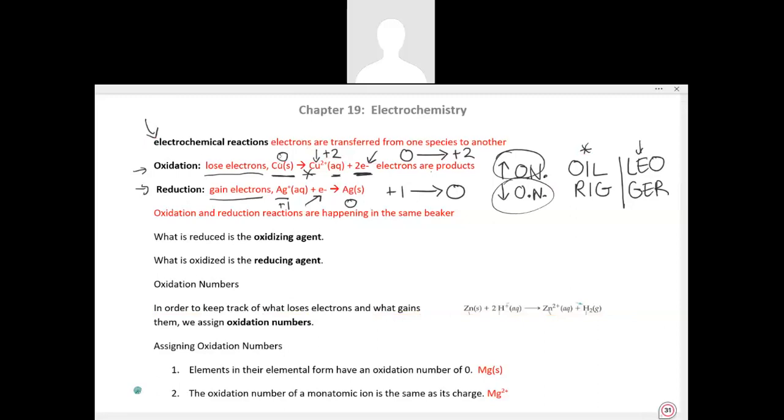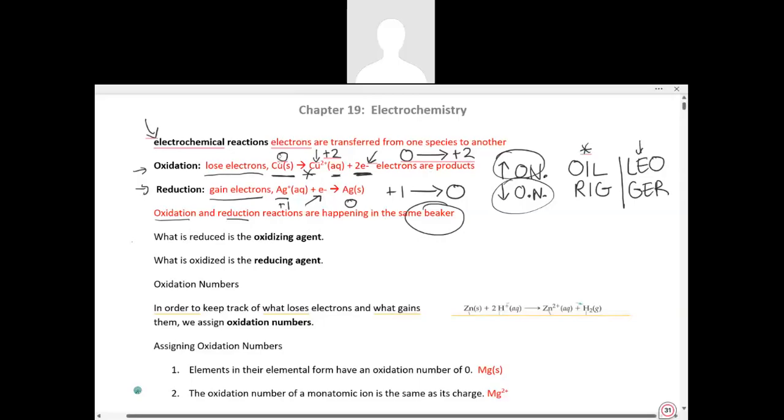So we're going to see these split into half reactions, but if we have mixed the chemicals into the same container, oxidation and reduction will be happening in the same beaker. We're going to see that when we have these things called voltaic cells, or a spontaneous movement of electrons, we're going to separate these two oxidizing and reducing reactions, one from the other. So we'll see that coming up.